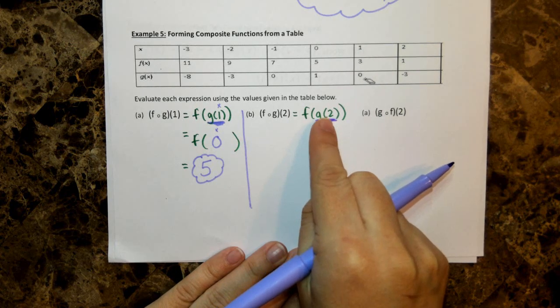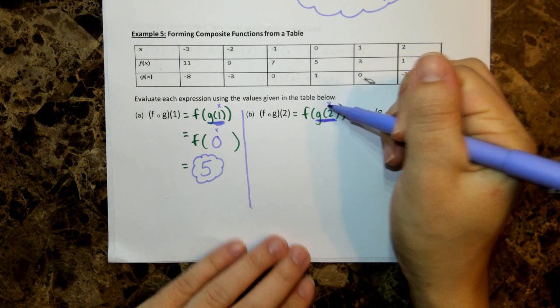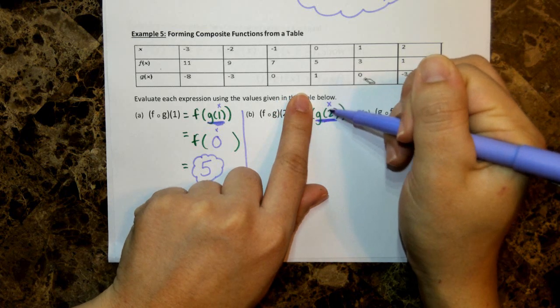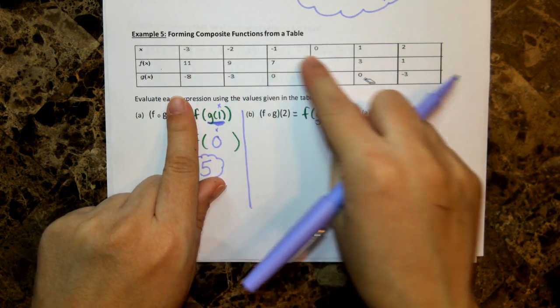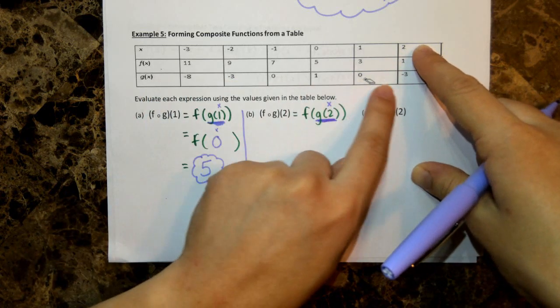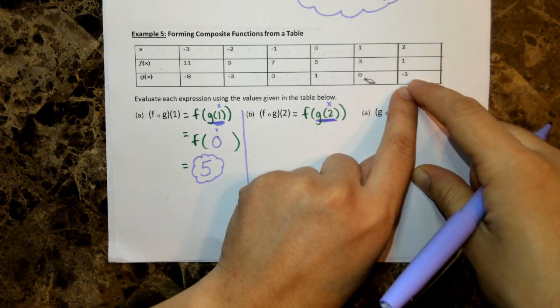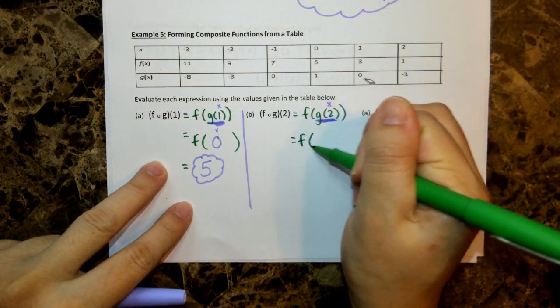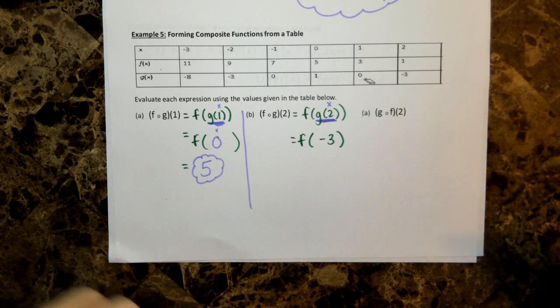So I'm going to go ahead and go to my table. What this means is go to when your X value is 2. And what is the G function worth when X is 2? So when my X value is 2, that's this last column, the G function, the output value for G will be negative 3. So this is just going to be F of negative 3.